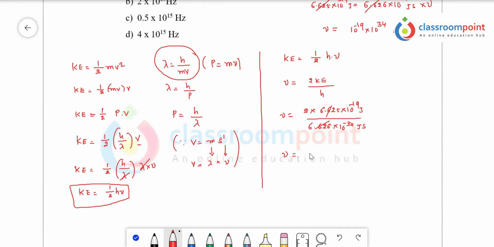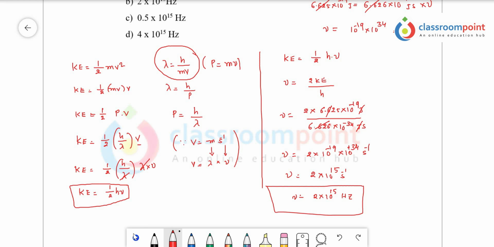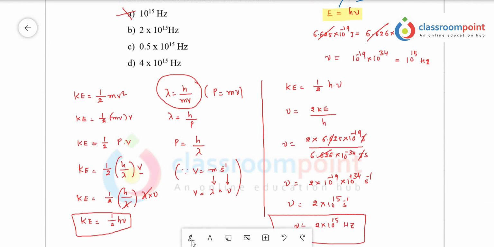It cancels out, and approximately we get the value here, nu equals 2 into 10 power minus 19 joules also cancelled out, into 10 power minus 34, plus 34, per seconds. So it is equal to 2 into 10 power 15 per seconds, or it can also be taken as 10 power 15. Nu equals 2 into 10 power 15. So the answer is B.